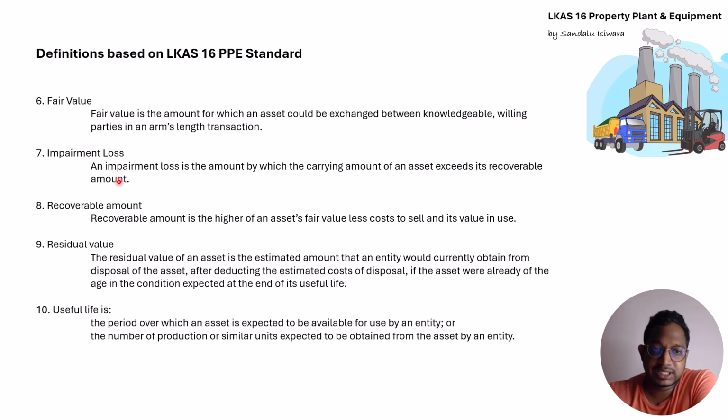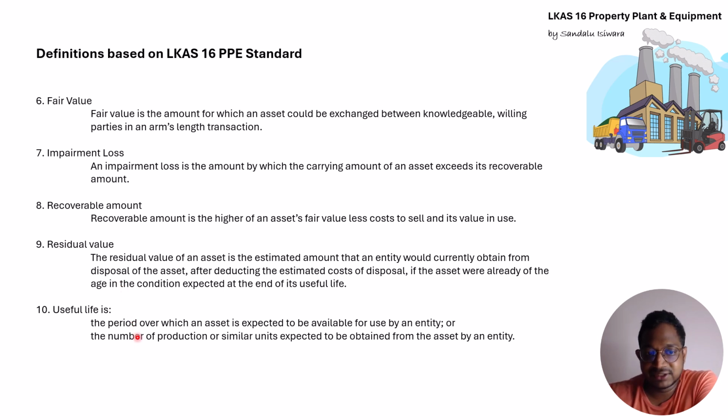So impairment loss is the amount by which the carrying amount of an asset exceeds its recoverable amount, and recoverable amount is the higher of an asset's fair value less cost to sell and its value in use. Residual value of an asset is the estimated amount that an entity would currently obtain from disposal of the asset after deducting the disposal expenses.